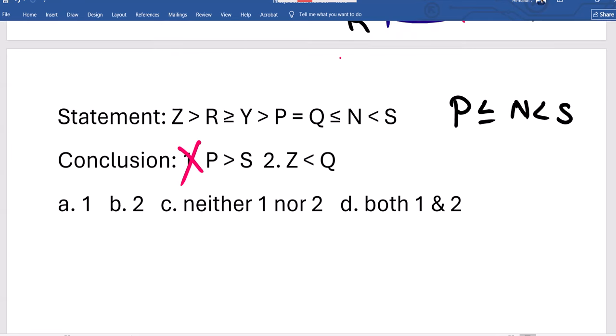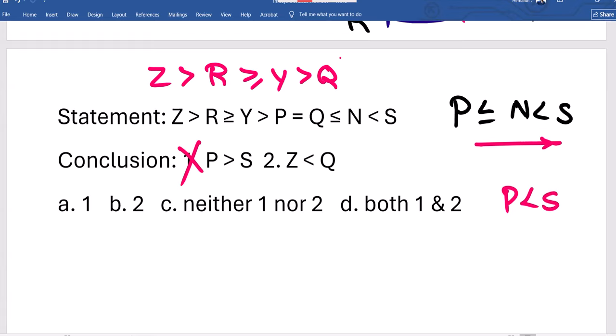First one wrong. Next conclusion between Z and Q. P and Q both are equal. Z greater than R, R is greater than or equal to Y, Y greater than Q. In place of P, I can put Q as both are equal. Now, Z greater than Q is correct. We have a shortcut: the common symbol. From here to here, the common symbol is less than, so P less than S is true. From here to here, the common symbol is greater, so Z greater than Q is true. But here, Z less than Q is wrong. Both false means neither one nor two. We have to opt for that.